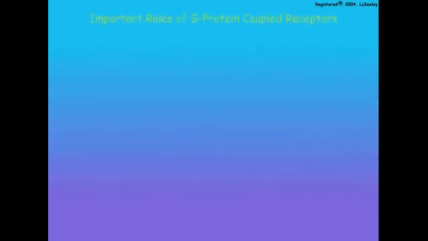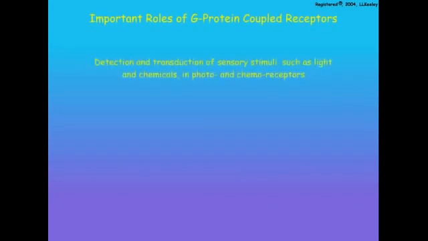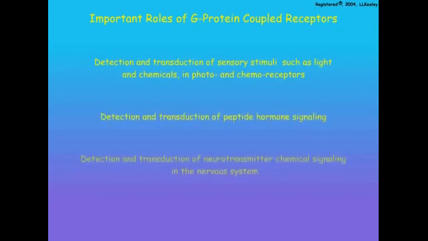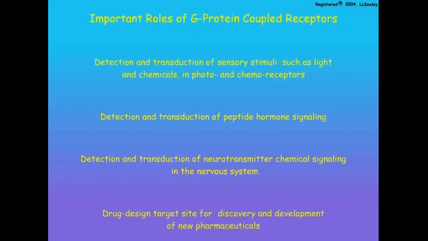G-protein-coupled receptors are involved in numerous physiological actions, including sensory responses to light and chemicals, as well as responding to peptide hormones and other signaling chemicals such as neurotransmitters that convey extracellular information. Because of their widespread use by cells for signal transduction, G-protein-coupled receptors are important targets in the development of new pharmaceuticals for medical treatments.